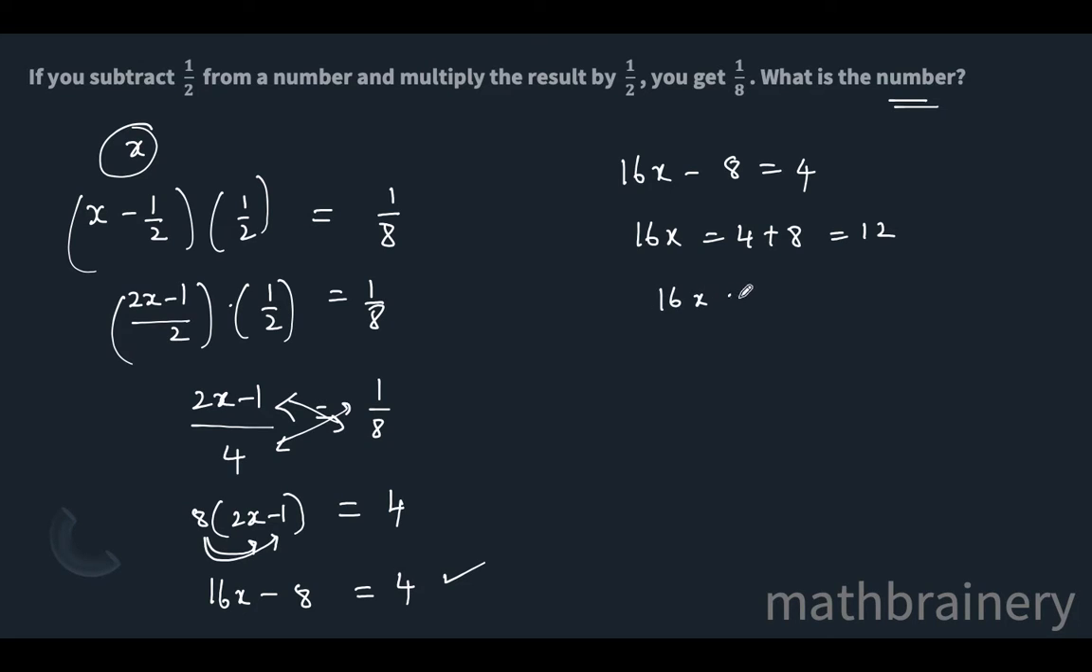If 16x is equal to 12, what does this imply? X must be 12 divided by 16 when we transpose 16 to the right hand side. 12 by 16 is nothing but 3 by 4. So your required number is 3 by 4. Let's look at the next question.